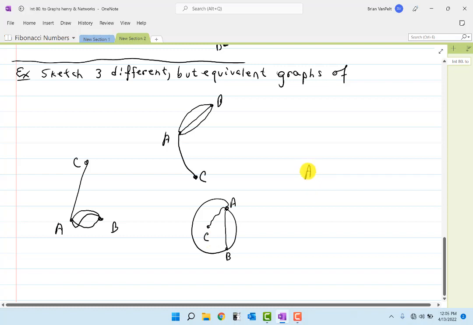So let's start with A, C, B, and let's see what we can do with this one. I'm going to put dots with each of them. Now the B and A, I know I need to connect in 3 ways. And then I need to connect C to A directly. I could go like this if I wanted to, I suppose. And there you go. That graph looks nothing like the one we started with. And all of these are equivalent graphs.